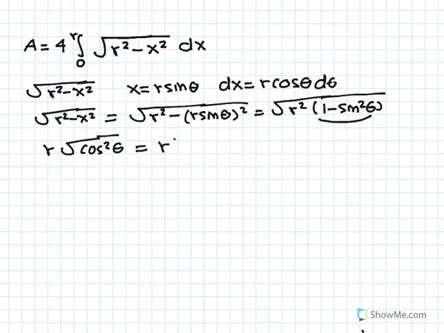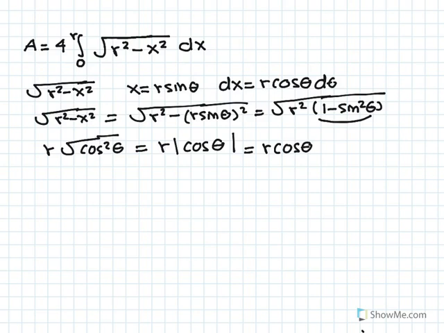That gives us r absolute value of cos theta, because root of cos squared theta is the absolute value of cos theta. But because of the way we restrict the angle theta, theta is between minus pi over 2 and pi over 2, we can drop the absolute value. So we can write this as r times cosine theta.